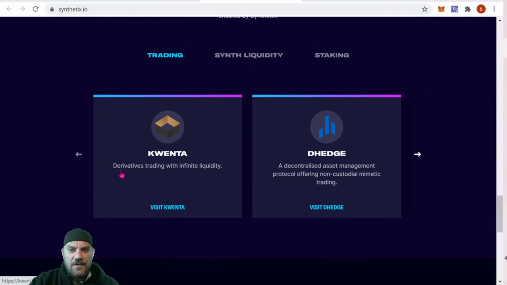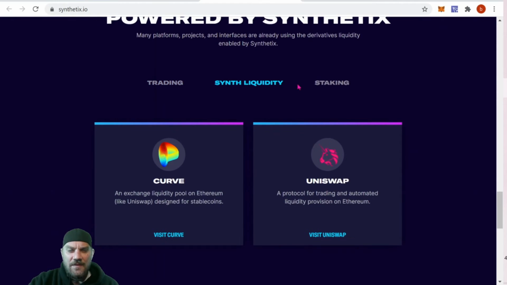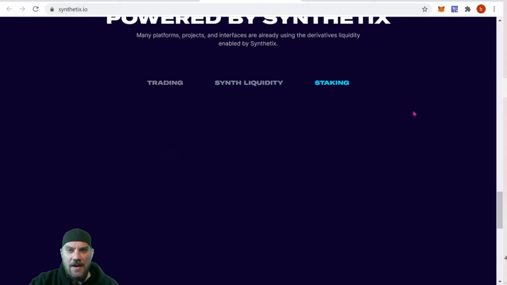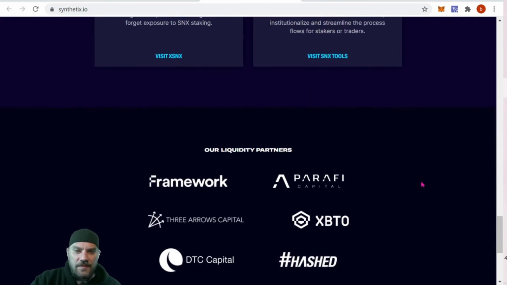You can trade using these, dHEDGE and Kwenta, different exchanges and things like that for trading. You have the liquidity, Curve and Uniswap, and for staking you have Xsynth and Syntool. So a bunch of different stuff available from these guys.